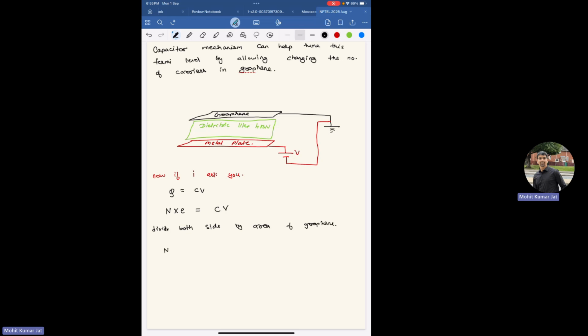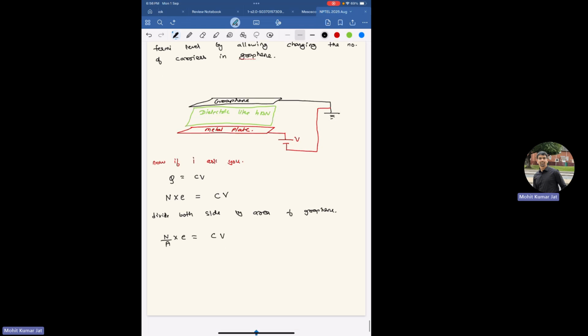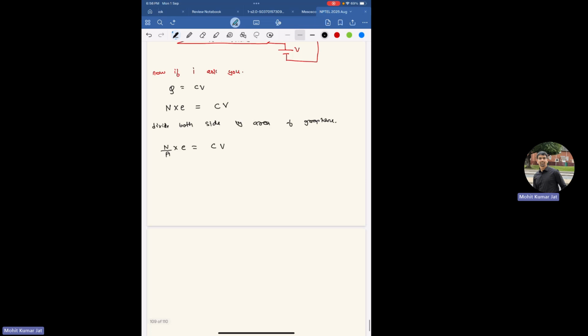So this will be N by A, which gives you carrier density essentially. N by A is what? The number of charge carriers per unit area times the electronic charge is equal to the capacitance C times V.